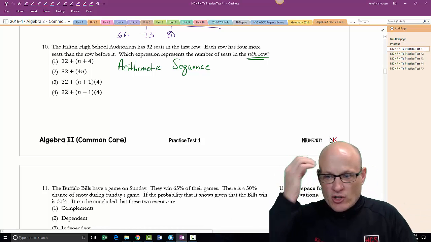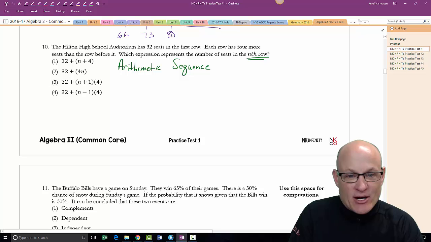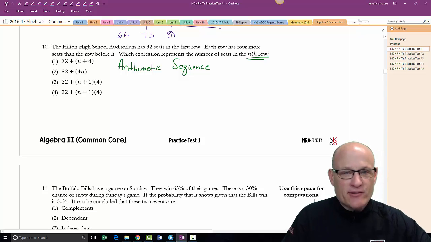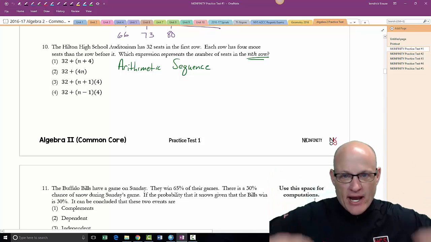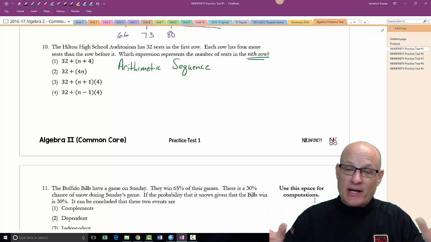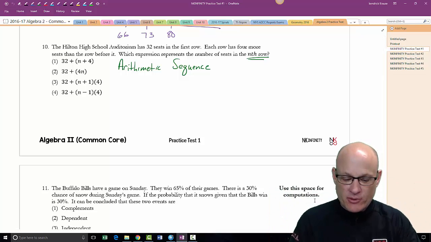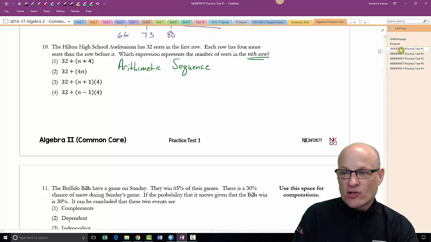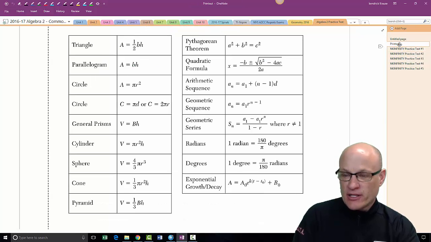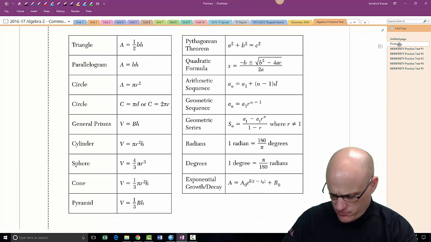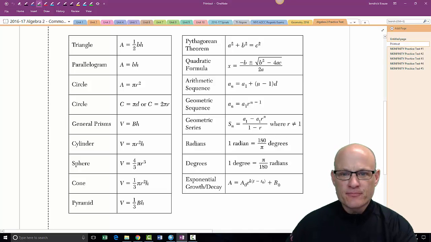Okay, I want to make sure I got the formula sheet. Now, an arithmetic sequence. How do you know it's an arithmetic sequence? Because we're adding 4, adding 4, adding 4. I'm not multiplying. That's a geometric sequence. We're adding. And so the arithmetic sequence formula is on your formula sheet. It's right here.